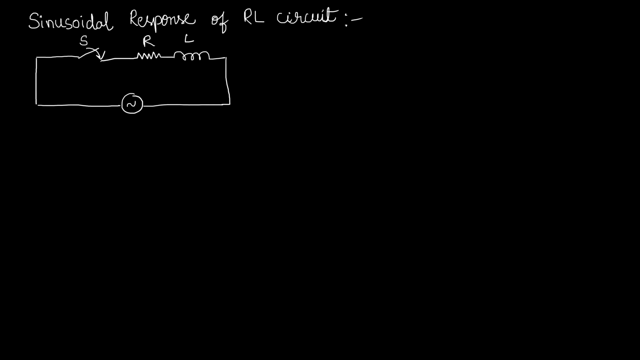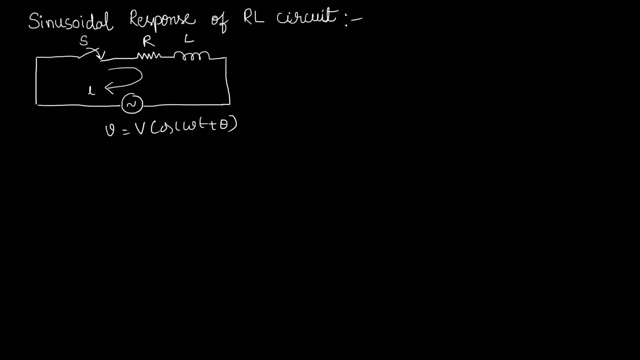Hello everyone. In this video, we are going to learn about the sinusoidal response of RL series circuit. First of all, a sinusoid means a signal having a sine or cosine function. So in this derivation, we are using the cosine function. So let the input voltage V be V cos(ωt + θ). Okay, the switch will be closed at t equal to 0.